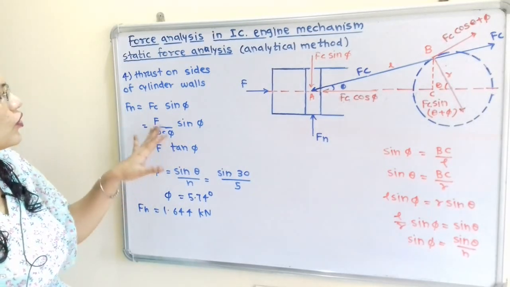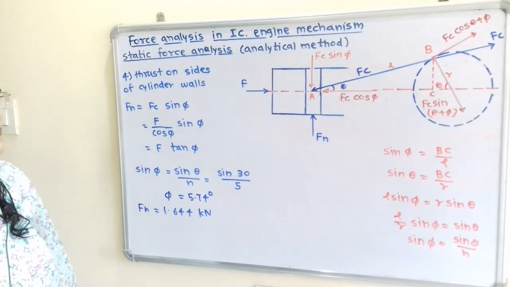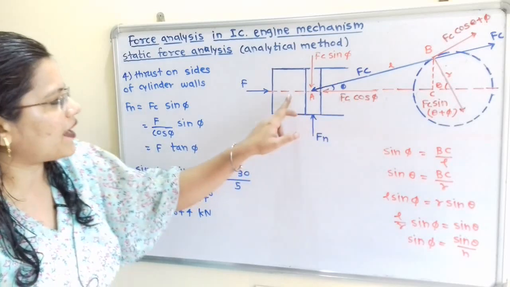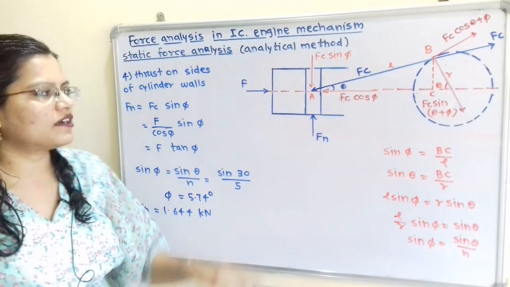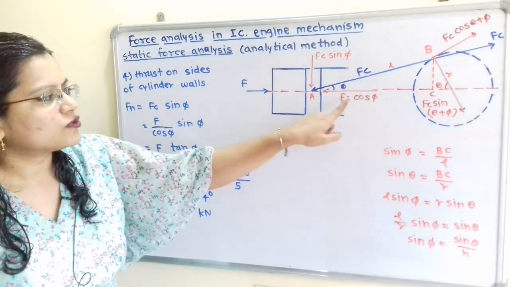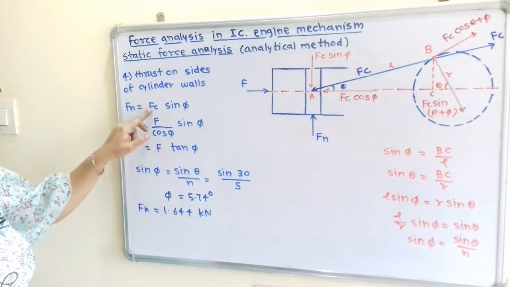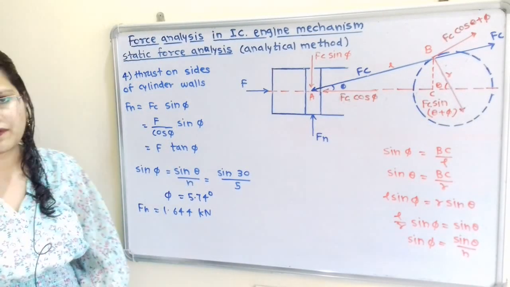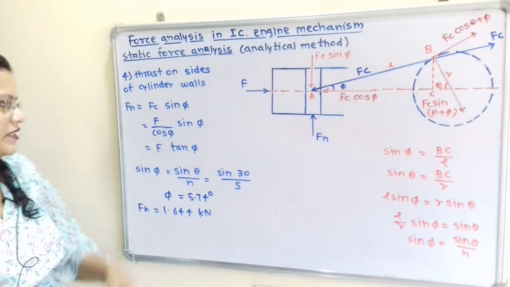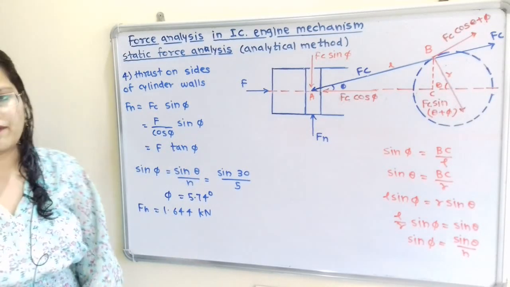So we don't know the value of Fc. How can we rewrite Fc? Now if we observe, the horizontal component Fc cos phi is equal to piston effort F. So we can write F is equal to Fc cos phi, so Fc is equal to F divided by cos phi. We will replace Fc with F divided by cos phi. This value of F we have already calculated. So sin phi divided by cos phi is equal to tan phi.